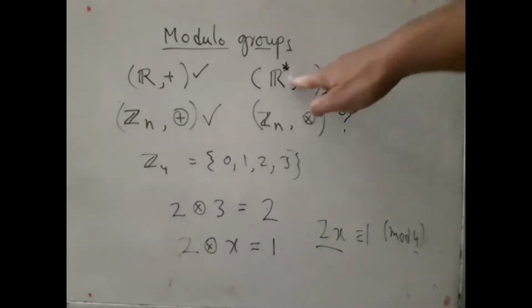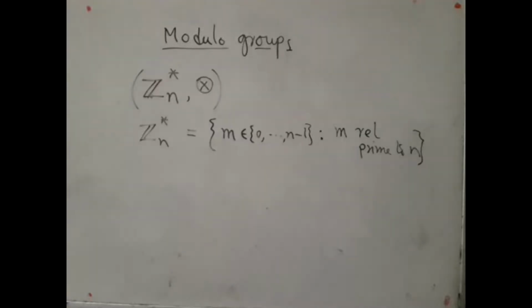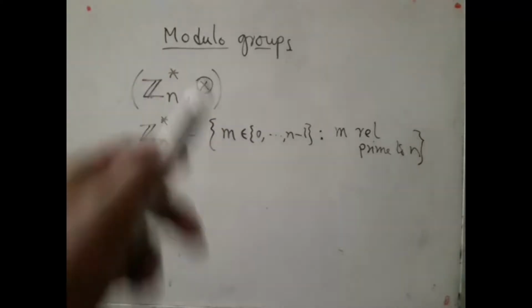However, just as in the previous case, we turned it into a group by throwing away the unnecessary things, here also we can do the same thing. In this case, the modification is this. I will define Zn star to be the set of all members of Zn such that they are relatively prime to n. And now if you take this product, it will become a group. It is not very difficult to see why this will be a group. So I will leave that as an exercise for you to check why it is a group.